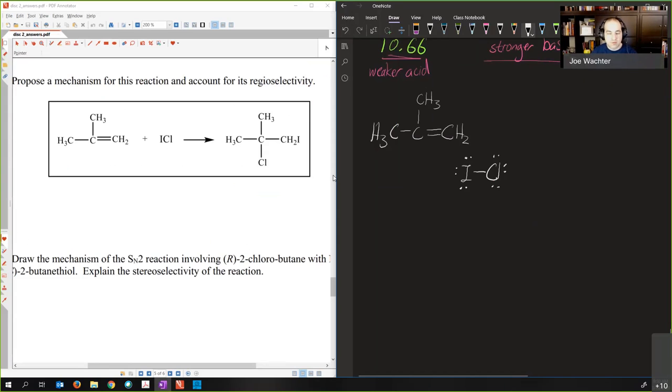Can you see those lone pairs any better? All right, great, thank you. Okay, so ICl is not a molecule that we've dealt with before. So how do you do this? What can you use that you do know to compare to this one?